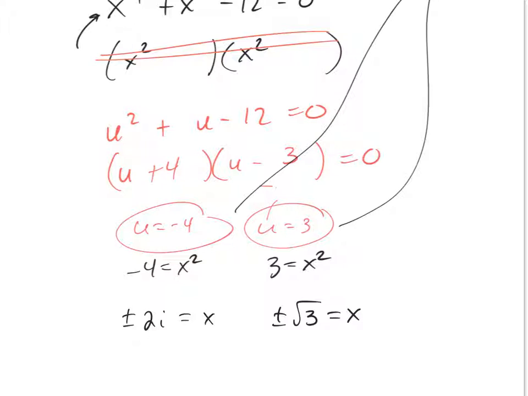How many answers did we get? 4, because it was what? x to the 4th. See what I'm doing there? Okay, the highest degree, or the degree of the polynomial, represents the number of roots that you will indeed get.